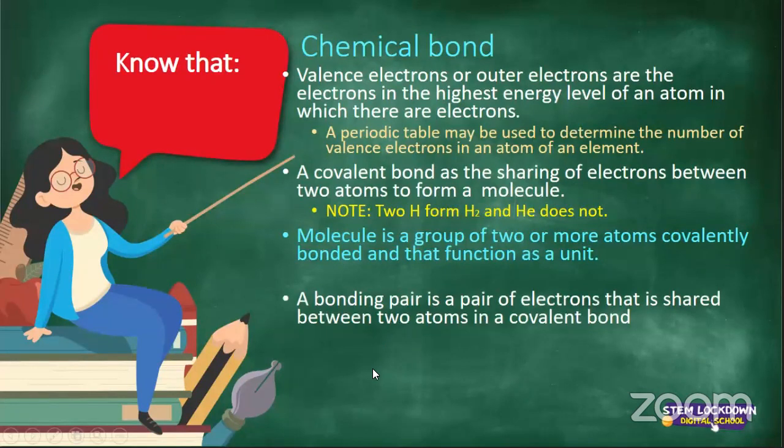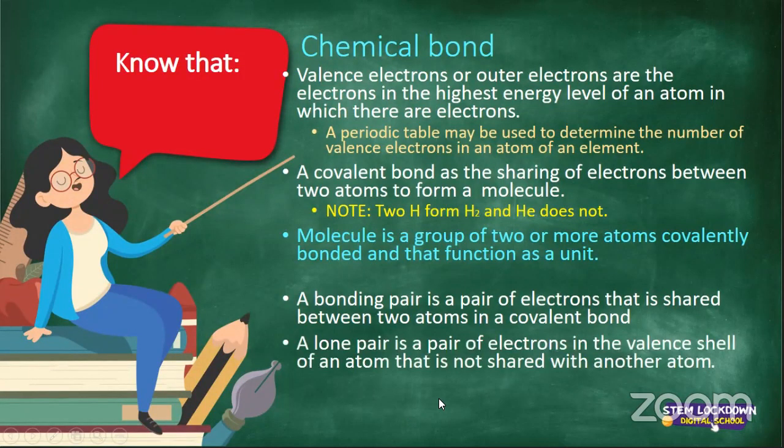Right. Bonding pair of electrons is a pair of electrons that is shared between 2 atoms in a covalent bond. Right, and then lone pair of electrons is a pair of electrons in a valency shell of an atom that is not shared with other atoms. So they are just there, they are lone pairs.